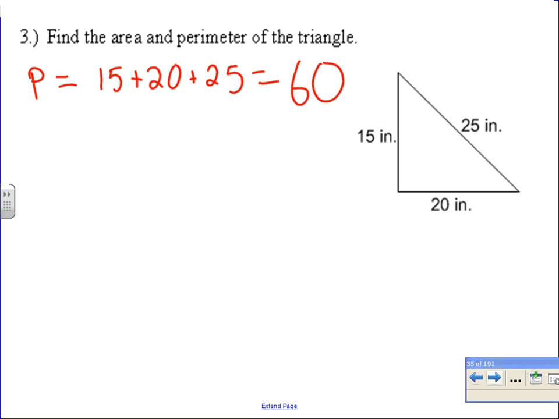What kind of 60, Justin? Good, inches. Your units for perimeter are always just regular units, so in this case, just inches. If you don't have units, you're going to miss points on your next test. Make sure you have units.